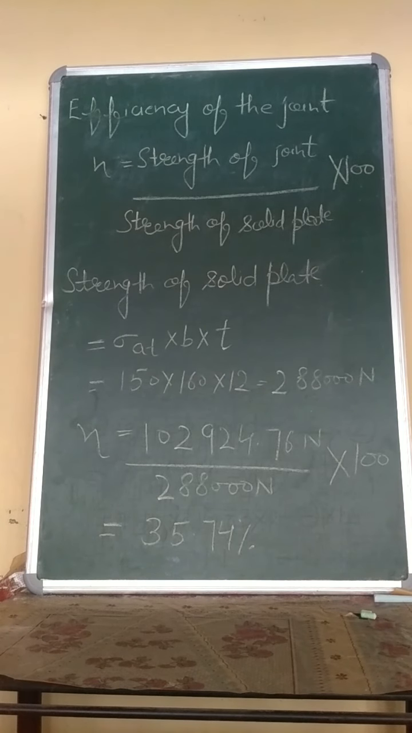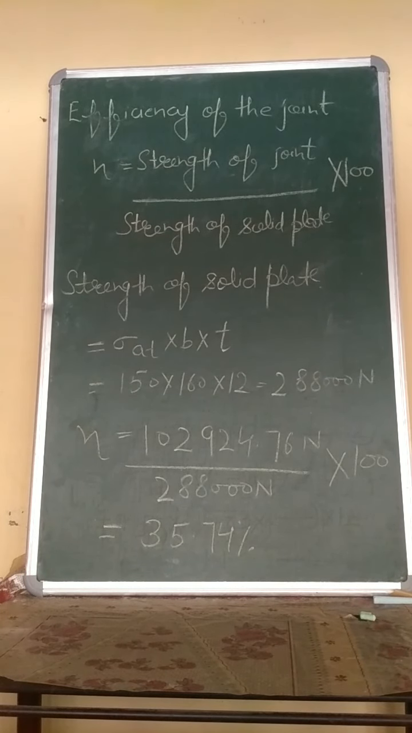Next, we have to calculate the efficiency of the joint. Efficiency of the joint is equal to strength of the joint over strength of the solid plate multiplied by 100. We already calculated the strength of the joint, that is the least of PB, PS and PT. Now we have to calculate the strength of a solid plate. Strength of solid plate is equal to sigma AT into B into T, that is 150 into 160 into 12 mm.